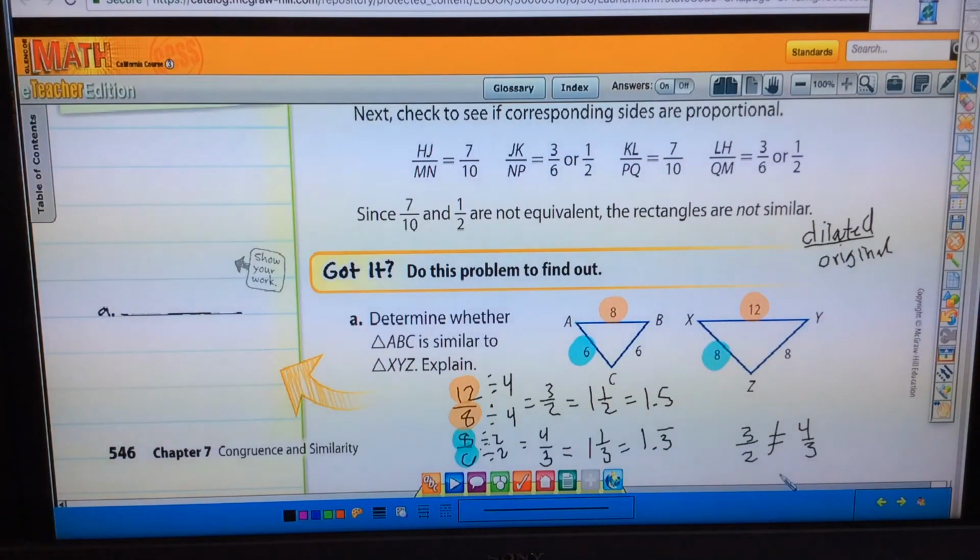So in this case, you're not going to say what the scale factor is because there isn't one. It says determine whether the two triangles are similar, explain. Well, they're not similar because they don't have corresponding sides in proportion. And this is your proof. So here's our final answer: not similar because 3/2 doesn't equal 4/3. This is going to be an example of something you'll see in the homework. Some of them don't work out. You're just going to say, nope, they're not similar, and explain why.